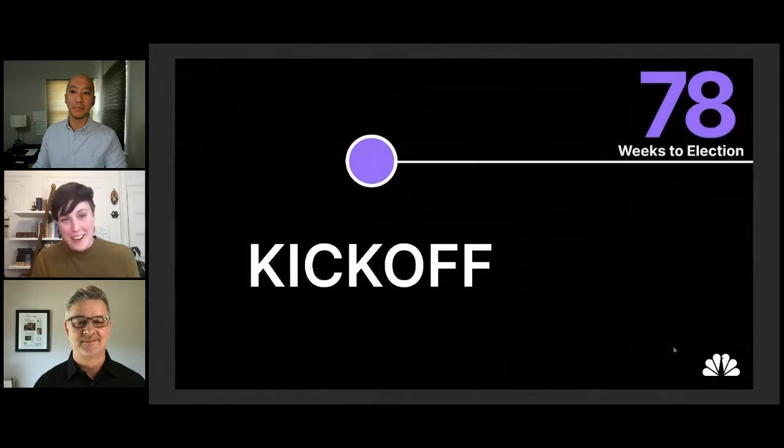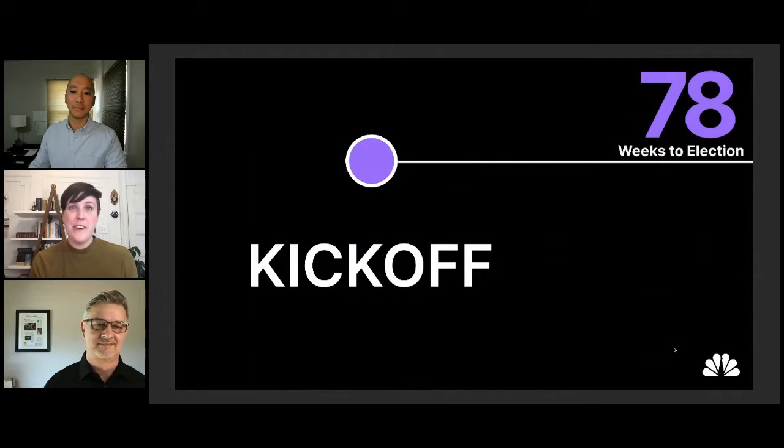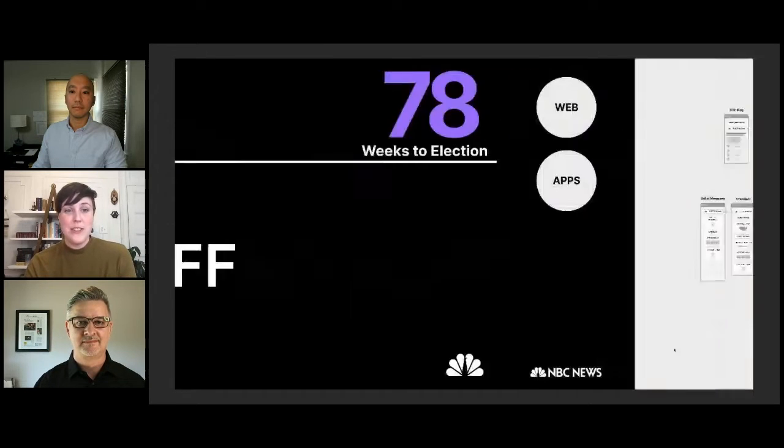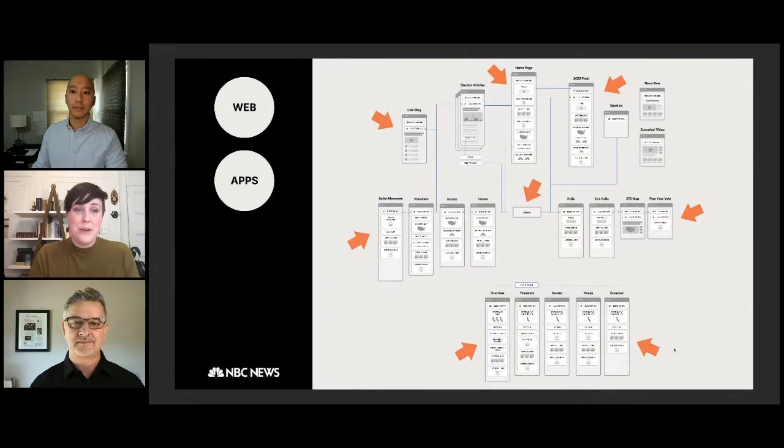So let's jump into the kickoff and set expectations. For us, coming together didn't mean make everything the same. There are distinct needs for distinct platforms. So on web and apps, for instance, we had to build out pages that would evolve over the election cycle as the story changed, as well as a whole ecosystem that would evolve as well, optimizing for exploration since our audience could enter at any page.